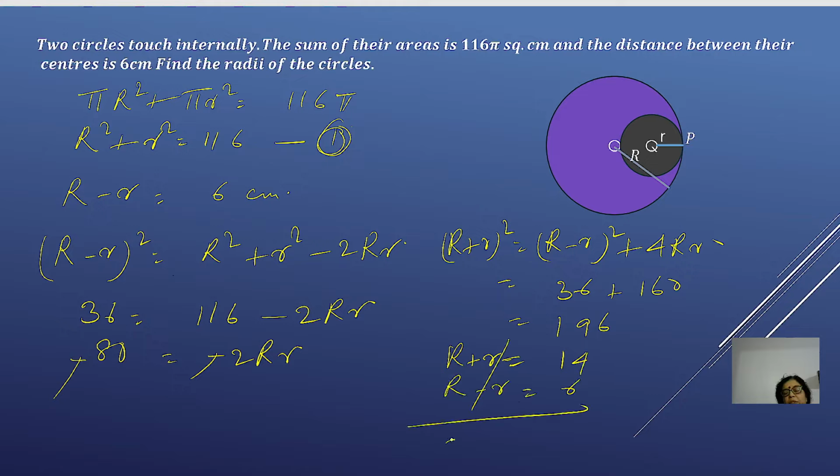Solving these two equations, you get 2R is equal to 20. So R is equal to 10, that is the outer radius, and the inner radius obviously is 4 centimeter. So this way, in both these questions, you must have seen that we are utilizing these formulae over here. And for utilizing that formula, we need to find the value of R into r. So it's very important to understand what formula, where to apply, and how to come to the conclusion.